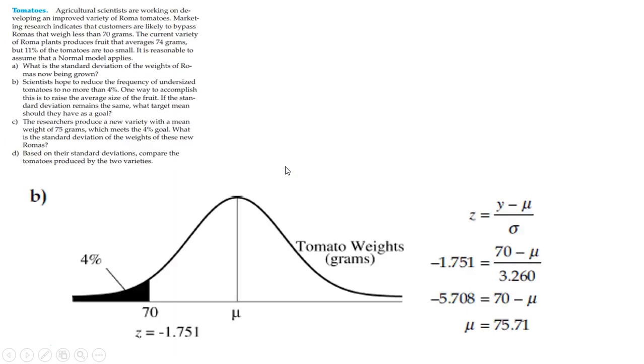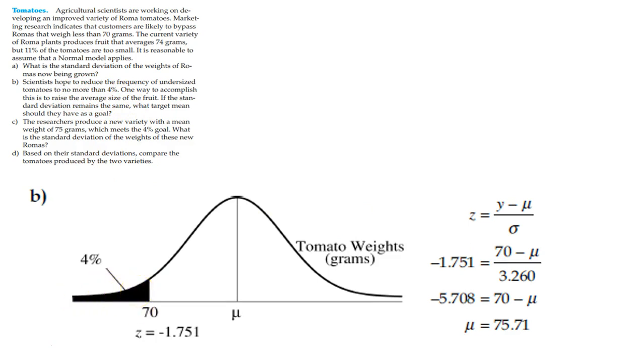grams. Now it says, scientists hope to reduce the frequency of undersized tomatoes to no more than 4%. One way to accomplish this is to raise the average size of the fruit. If the standard deviation remains the same, all right, what target mean should we have? So same, that's 70 right there. All right, but now they're saying they want no more than 4%. So no more than 4%, so we go and do this again.